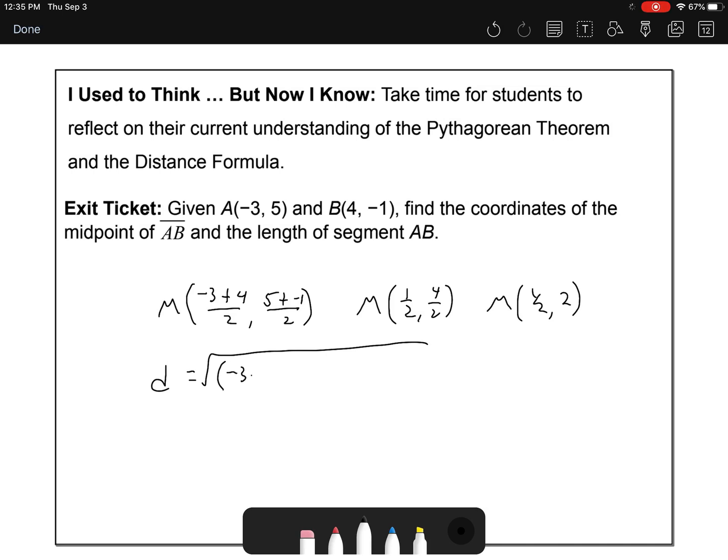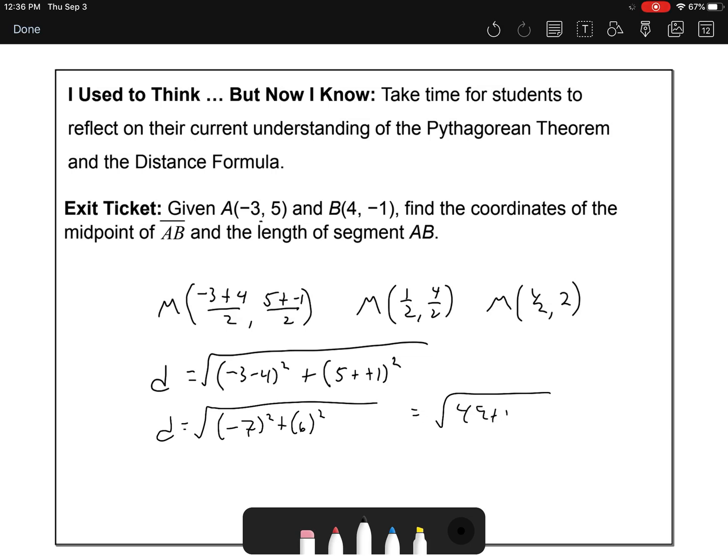The distance of AB is going to be x minus x. I'm using this one first as my x1. Then 5 minus negative 1, y minus y, which is plus. So that's going to be negative 7 squared plus 6 squared. So 49 plus 36, which is 85. And you can leave it the square root of 85. Doesn't mean a whole lot. It's approximately 9.2. Now that's what these little squiggles mean, approximately.